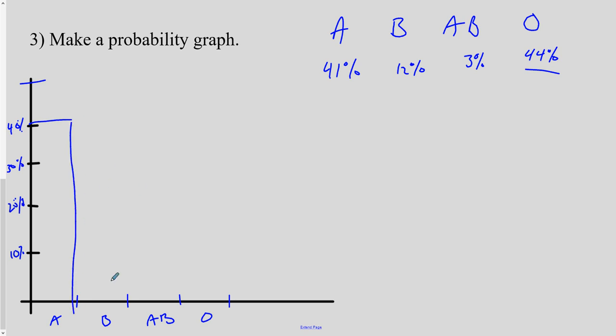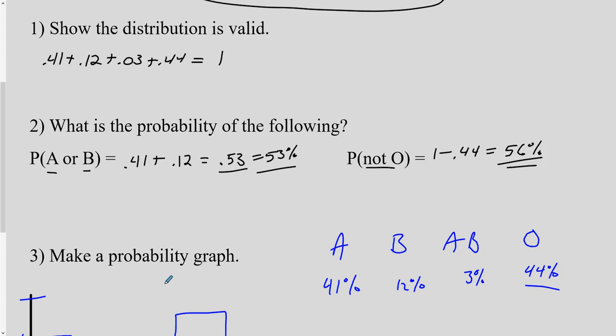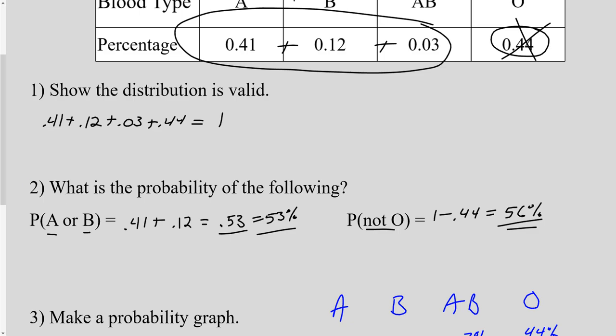B, 12%, so a little bit above 10. AB is 3%, so maybe a third of the way up to 10. And O is 44, the highest one yet. So we're coming all the way up, almost halfway to 50 from 40 and back down. Not the prettiest graph, but you get the idea, right? And then the tops of each of these would need to add up to 100%. But this is what a probability graph would look like. It's just a bar chart version of this table. It's all it is.